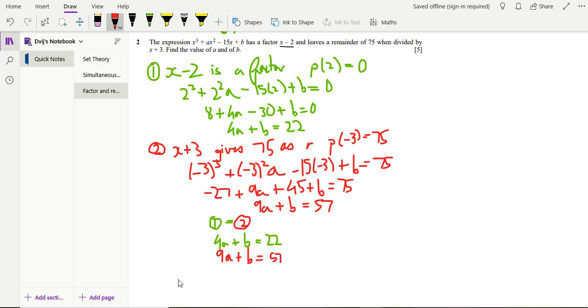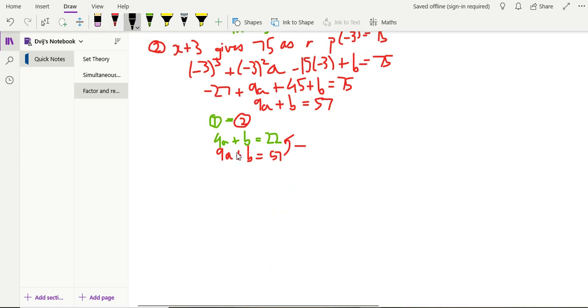Cool. So what I'm going to do now is subtract this from this. So I'm going to say this minus this, and that's going to give us, let's use a black pen this time, 5a, b minus b is just 0, and 57 minus 22 is 35. So 5a is 35, which means a has to be 35 over 5, which is just 7, and that's pretty easy. We can choose whichever equation we want. Let's say we choose this one.